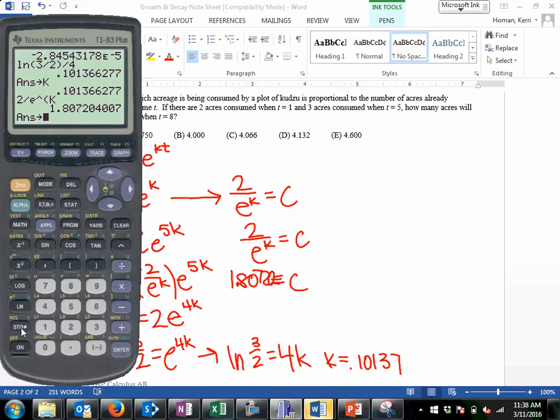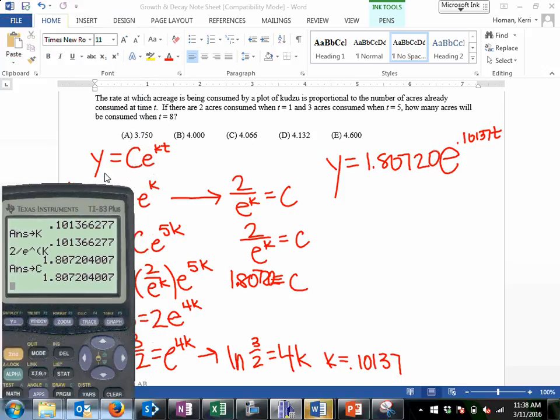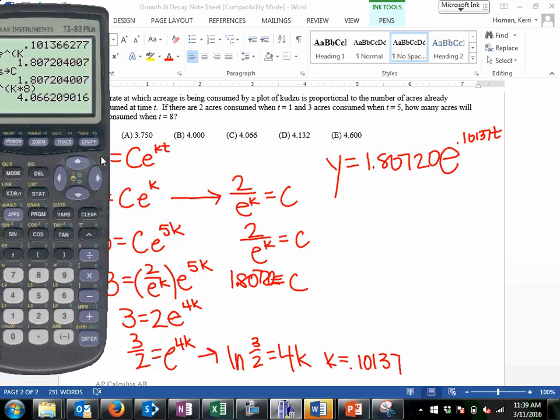Okay, so I'm going to store that in alpha C to use later. But for now, we'll write our equation as y equals 1.80720 e to the 0.10137. Now that we have C and K solved for, we can figure out how many acres will be consumed when T is 8, right? So all we have to do is say C times e raised to the K times T, which we're going to plug in 8. And what is our answer?